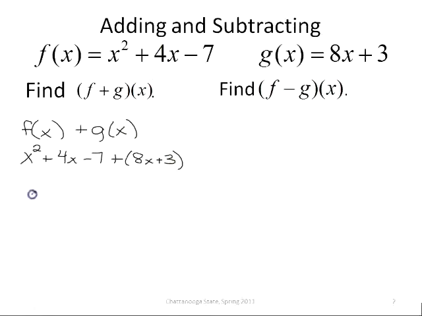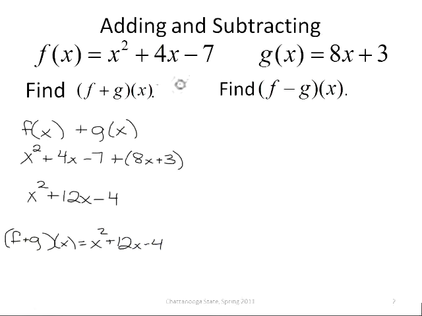Now, in order to combine these, I just collect my like terms to get x squared plus 12x. The 4x plus the 8x is the 12x. Then the negative 7 plus the 3 will give me minus 4. So the function f plus g of x is x squared plus 12x minus 4.